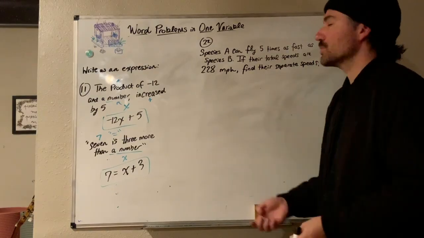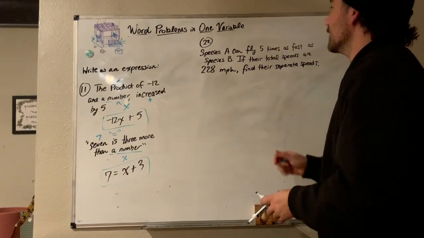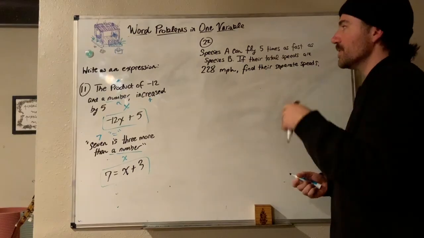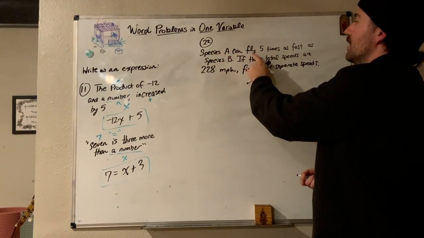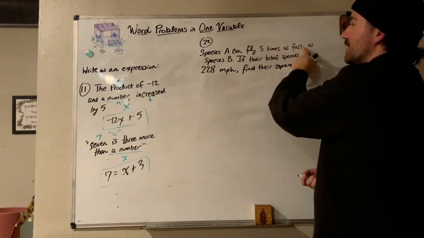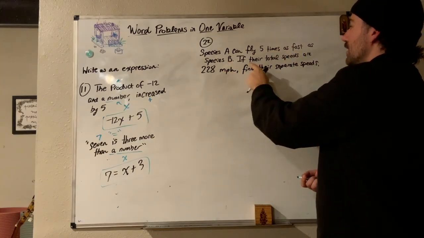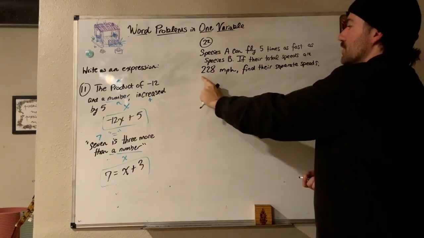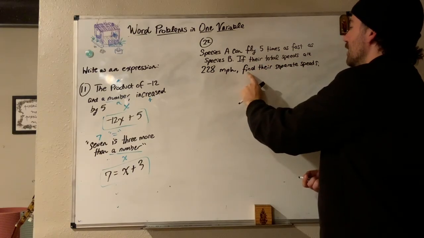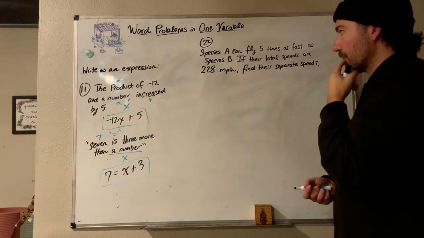Let's apply it to an actual word problem. And I've shortened this a little bit just for the board. But it's about 2 species. It says species A, some species of bird, can fly 5 times as fast as species B. If their total speeds are 228 miles per hour, find their separate speeds.